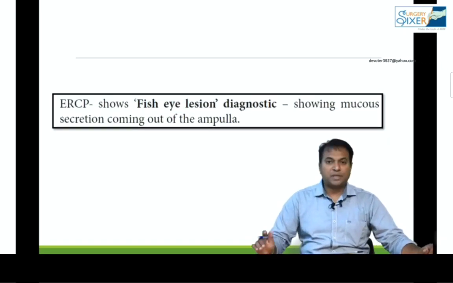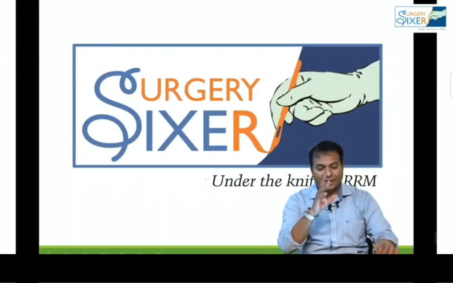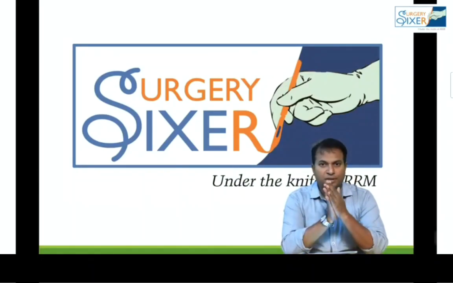Okay. So ERCP shows fish mouth lesion or fish eye lesion in IPMN. Please don't forget, IPMN shows fish mouth lesion. So that's about the pancreatic tumors, one of the important chapters, pancreas. Please focus on these topics and all the questions I told you. Okay. Thank you.